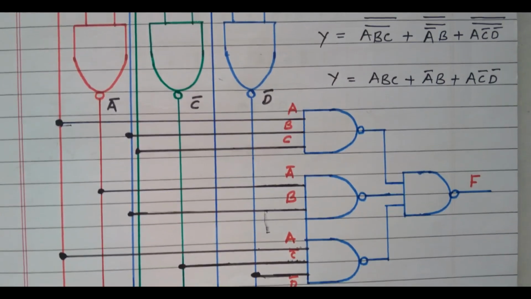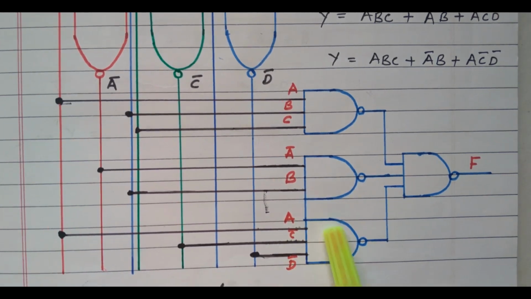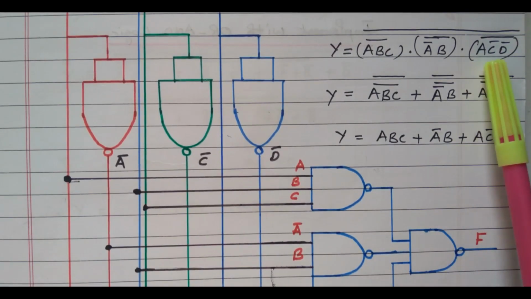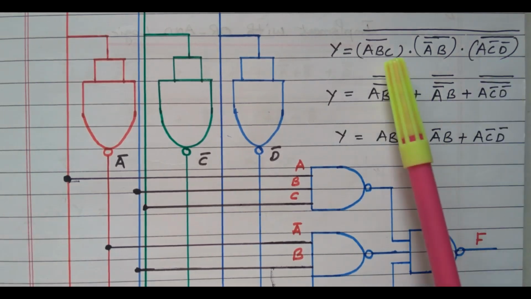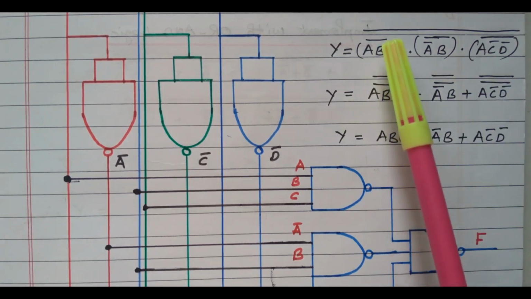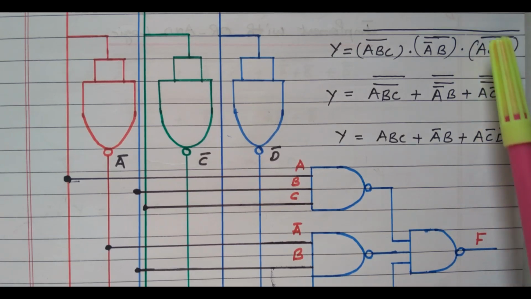And then we need one more NAND gate. It is connected with A, C bar and D bar. The third term is A, C bar and D bar. So this third NAND gate is connected with A, C bar and D bar. So what is the output of this NAND gate? We will get A, C bar, D bar the whole bar. So we have 3 NAND gates used. Based on that we got the outputs A, B, C the whole bar, A bar B the whole bar, A, C bar, D bar the whole bar.